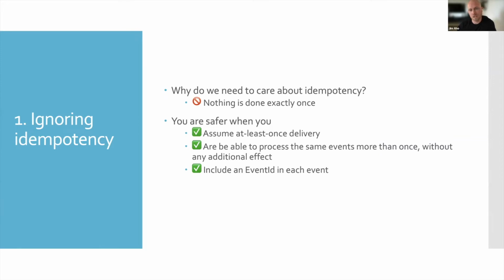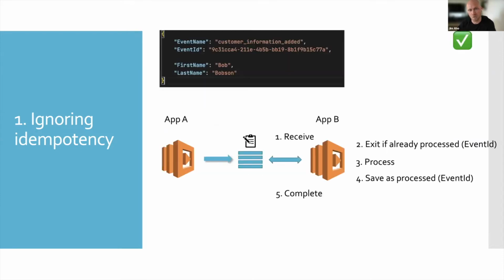And one way to do that is to include an event ID, or some kind of transaction ID, or business happening ID in the event to make that explicit. So a better way, if we have a similar example, is to note that in the message we have an additional property called the event ID, which is a unique GUID.